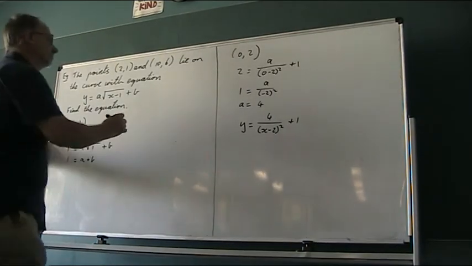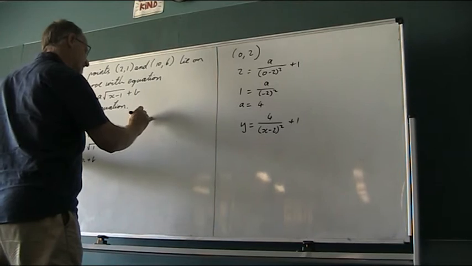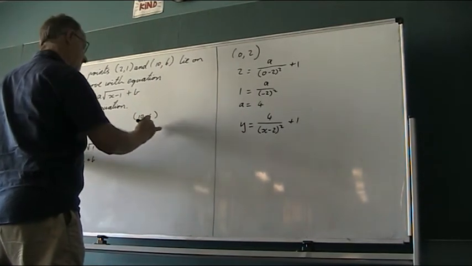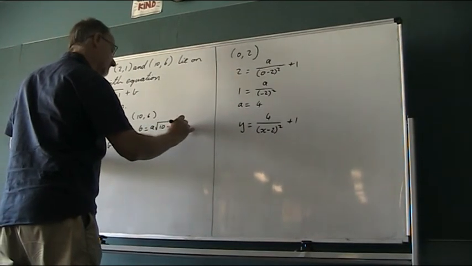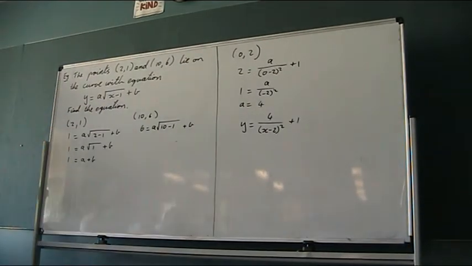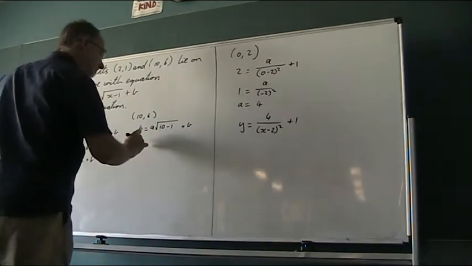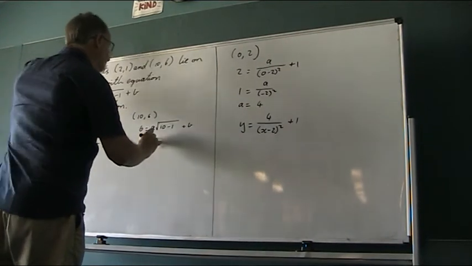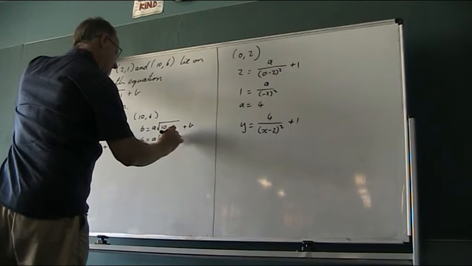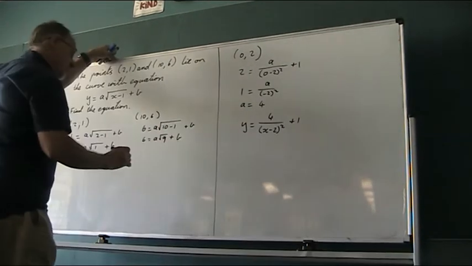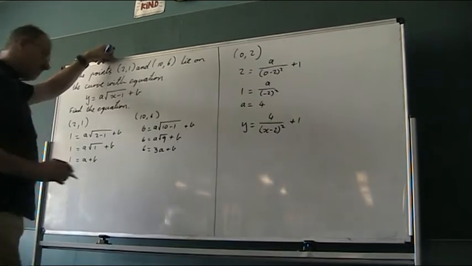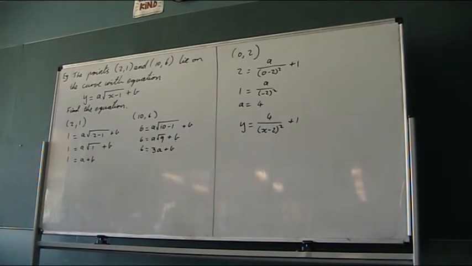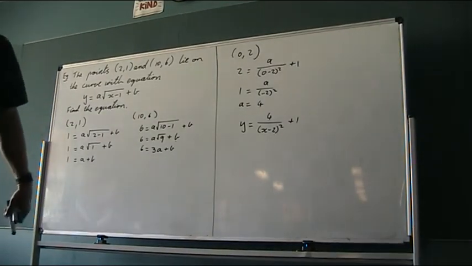And we've got another point, 10 and 6. So if we put them in, we get that 6 equals a times the square root of (10 minus 1) plus b. 10 minus 1 is 9. So we've got a times the square root of 9 plus b. Square root of 9 is 3. So we've got 3a plus b. So now we've got these two things. What are we going to do? Simultaneous equations, exactly.